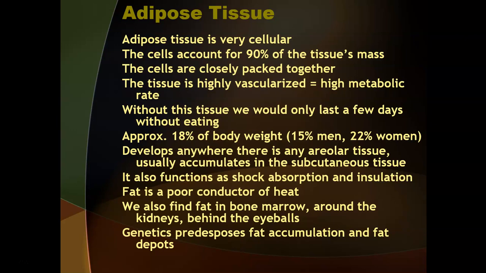Adipose tissue can develop anywhere where there is areolar tissue. It usually accumulates in the subcutaneous tissues, so just under the skin. Although some of you may have the grandfather or the uncle or the dad who's got the ripe watermelon, the big beer belly, and if you were to pinch that skin to his muscles, you would see that there is very little fat under the skin, between the skin and the muscles of the abdomen.